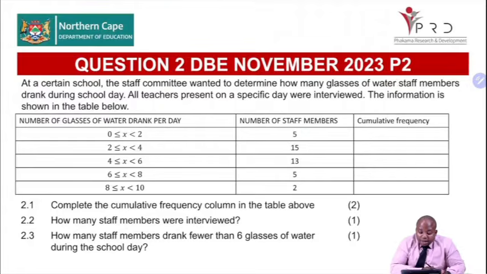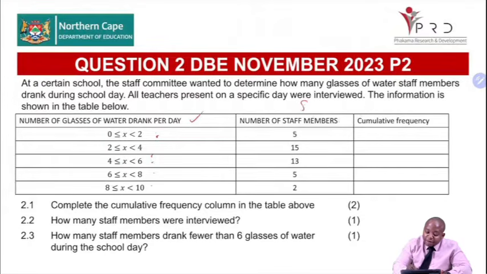Welcome back, grade 12. Now let us look at question 2 from November 2023. The statement reads as follows. At a certain school, the staff committee wanted to determine how many glasses of water the staff members drank during the school day, and all teachers who were present on a specific day were interviewed. The information is shown in the table below. So the information works around the number of glasses of water drank per day in our class intervals. We have those 1, 2, 3, 4, 5 intervals, and we are given the number of staff members.